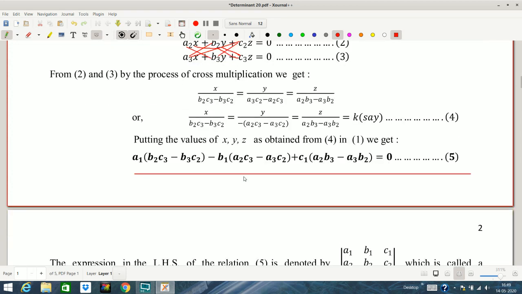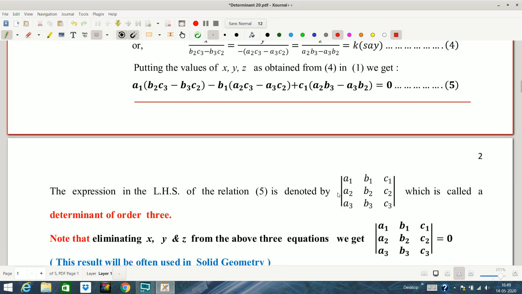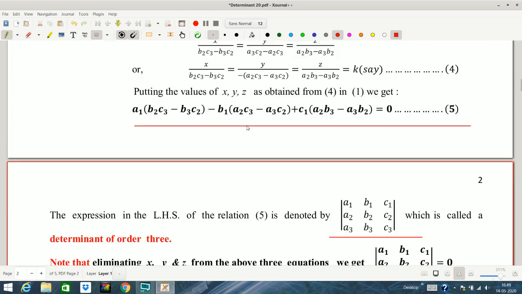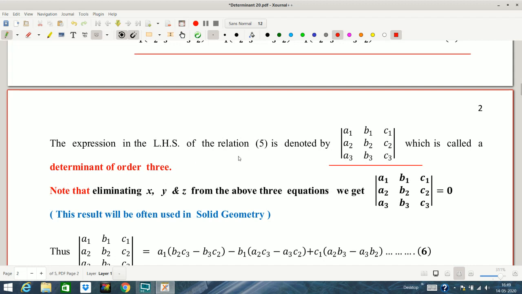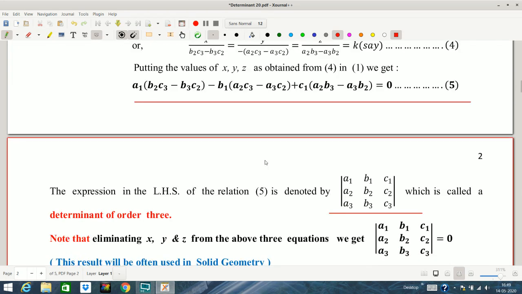This expression in the left side of number 5 is denoted by this determinant, third order determinant. First row a1 b1 c1, second row a2 b2 c2, third row a3 b3 c3. The positions are exactly same as in the system of equations a1 b1 c1 etc., which is called a third order determinant or determinant of order 3. Thus, eliminating x, y, z from the above three equations, we have got number 5, but left side of number 5 is actually the determinant, so we get determinant equal to 0.